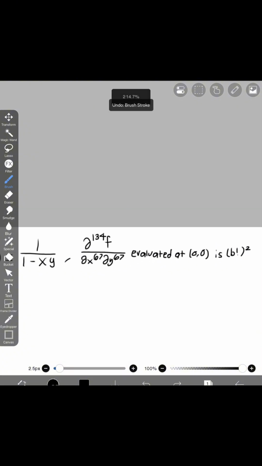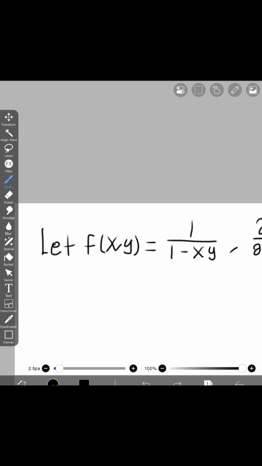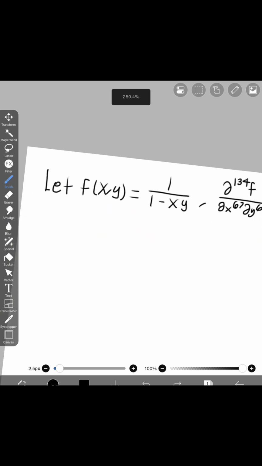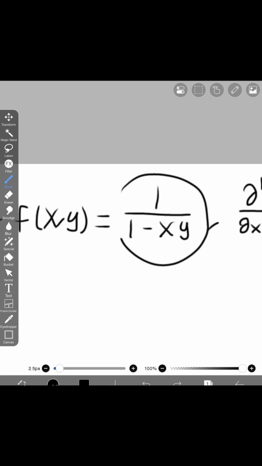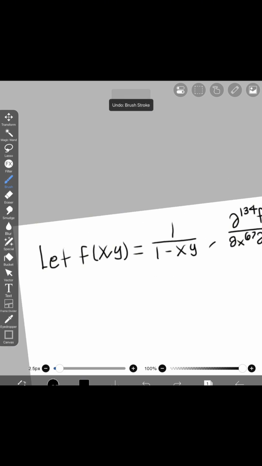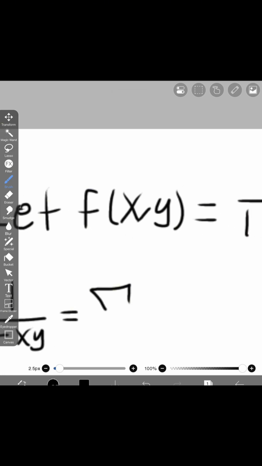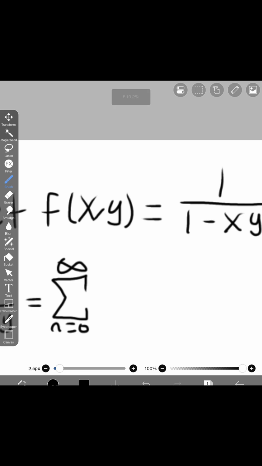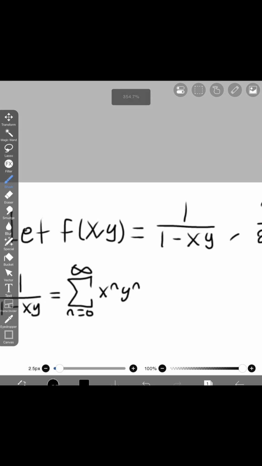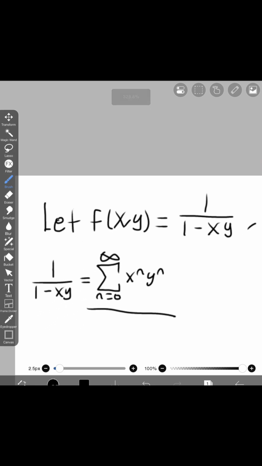Okay, so to start off, we need to check the Maclaurin series of f of x, y. But first, let's look at this right here. This is incredibly familiar. This is the geometric series. In other words, 1 all over 1 minus xy is equal to the infinite sum, the sum from n equals 0 to infinity of x raised to the power of n times y raised to the power of n. And this is our geometric series.